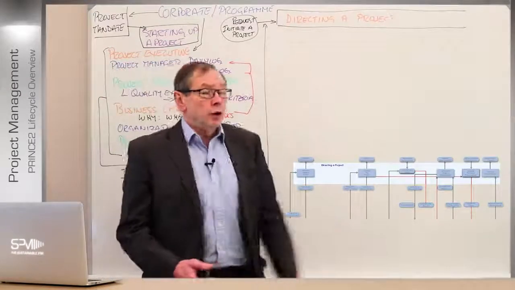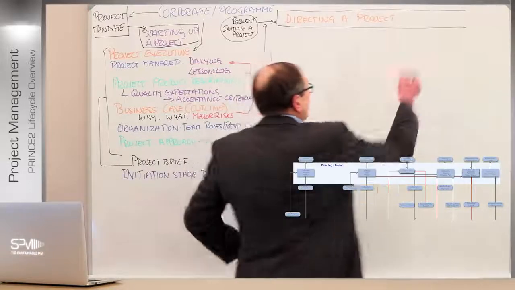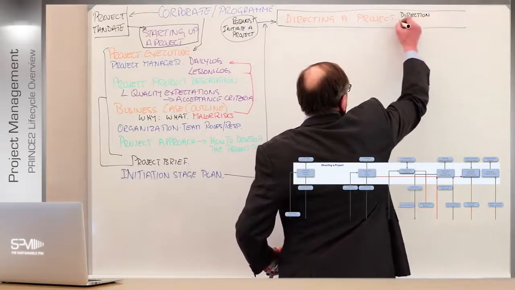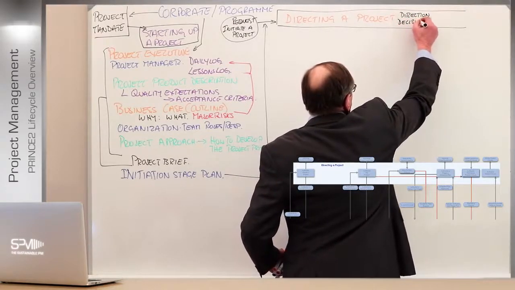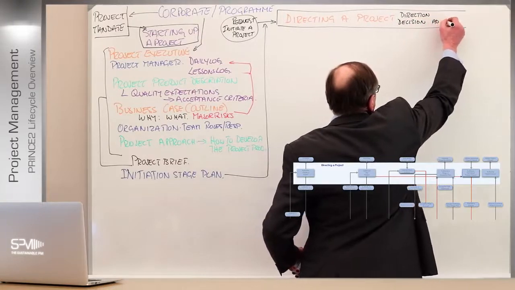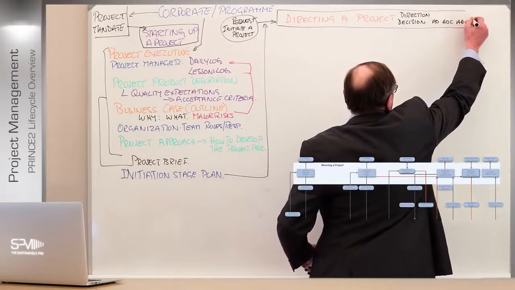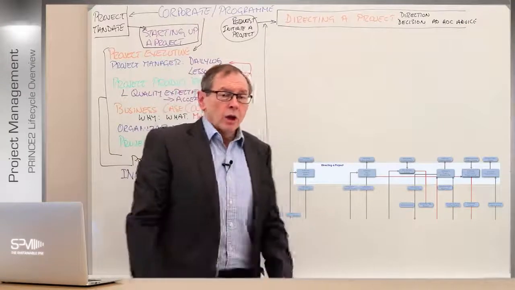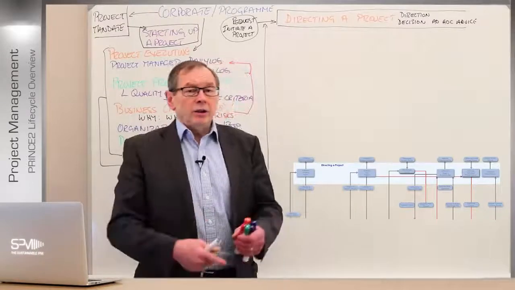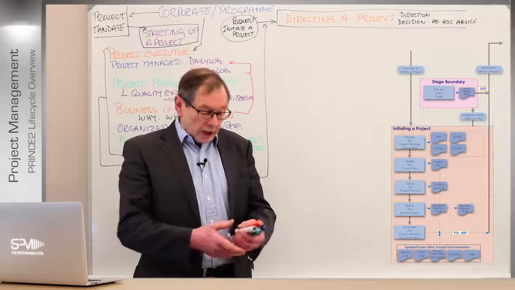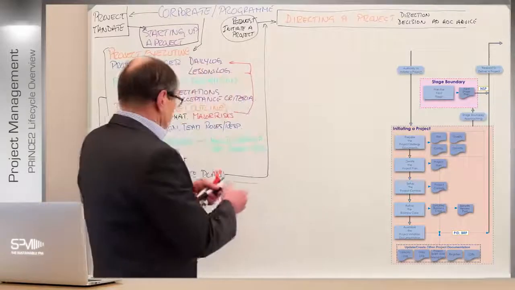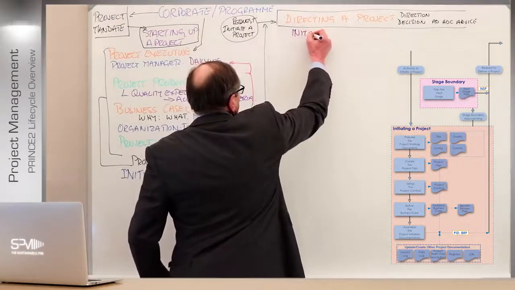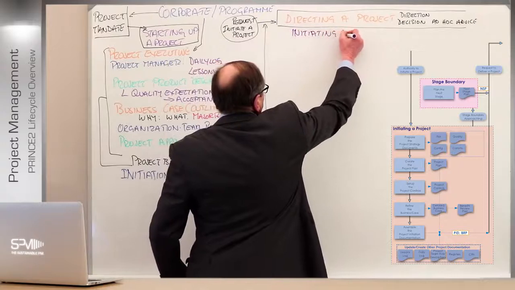Now, from a point of view of directing a project, their main activities are here for direction, decision, to approve things all the time, and ad hoc advice. Right, and we'll see that throughout the rest of this sequence as we go through. So I'm not going to look at that directly right now. What I'm going to look at now is the initiating a project process. So once we've gone through there, we now move into initiating a project.